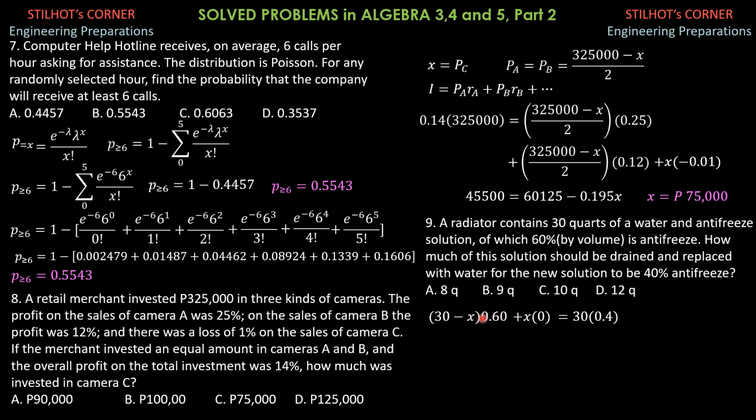So computing, 30 times 0.6, that's 18, minus 0.6 X equals 12. And therefore 18 minus 12, which is 6, divided by 0.6, so X is 10 quarts. And you can imagine that from 60% of 30, it is now 40% of 30, or 12. So X is 10 quarts.